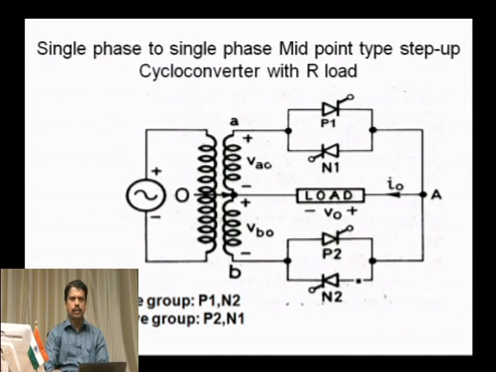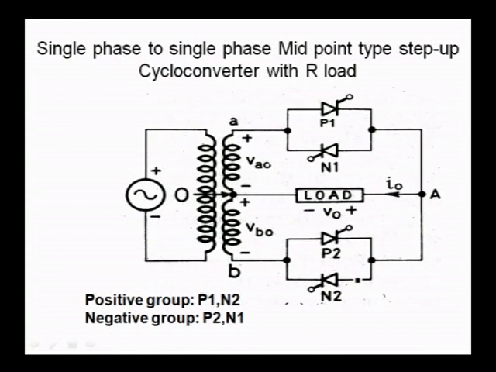Let us take up the step up cycloconverter. We have seen the two types: step up, where the output frequency is greater than the source frequency Fs, and step down, where the output frequency is less than the source frequency Fs. Here you are seeing a step up cycloconverter with a resistive load. We are using a center tap transformer for the secondary, and the load is connected to the center tap as shown in the figure.